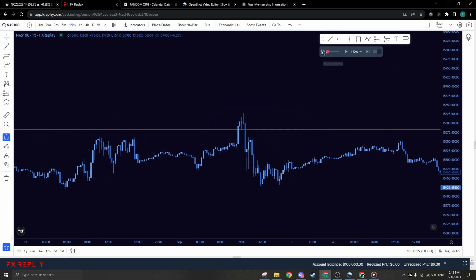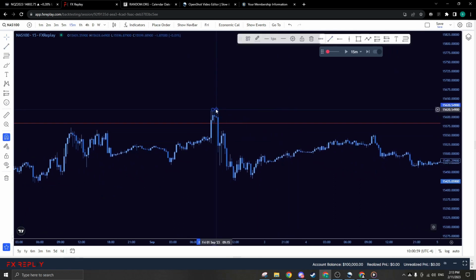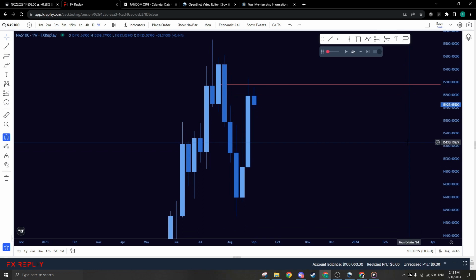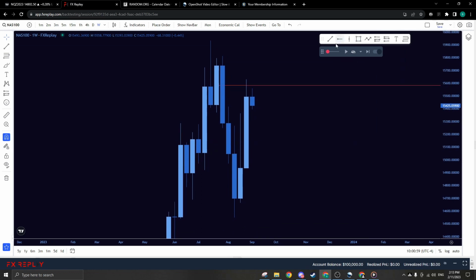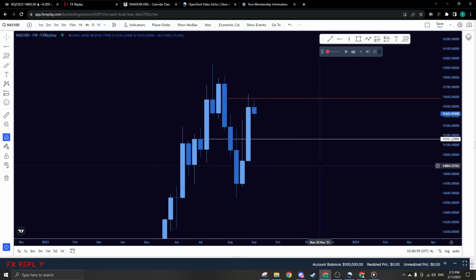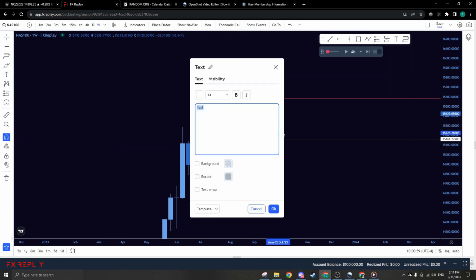15-minute stop hunt, still valid. On the weekly, my bias, or my long-term objective, would actually be lower. Now where can we target? Somewhere around here, one of our PD arrays. So long-term objective, we're heading down here. I'll write it for you guys. Weekly objective.